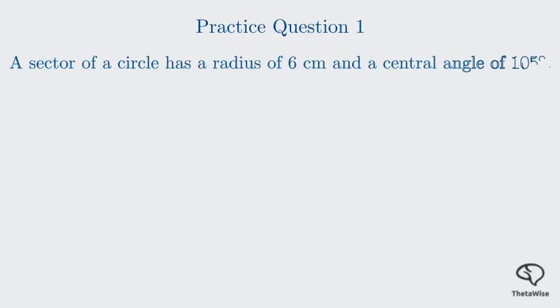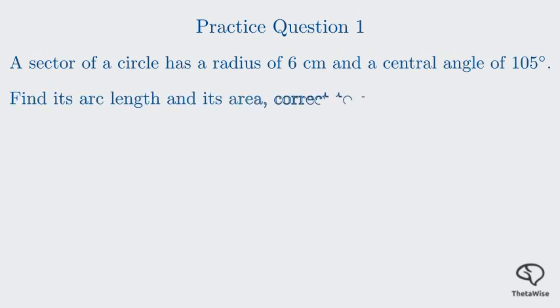Here's our first practice question. A sector of a circle has a radius of 6 centimeters and a central angle of 105 degrees. Find its arc length and its area, giving your answers to 3 significant figures. The first thing you should notice is that the angle is given in degrees. This means we must convert it to radians before using our formulas. So, take a moment to pause the video and try to solve this problem.